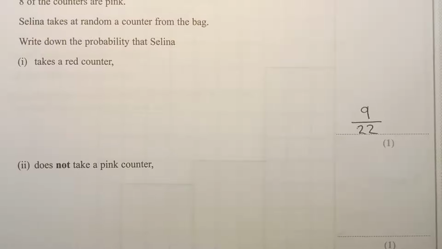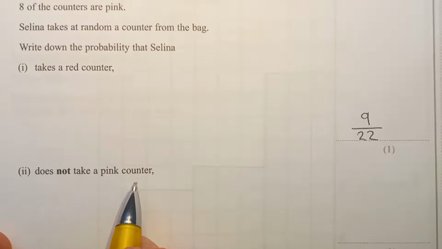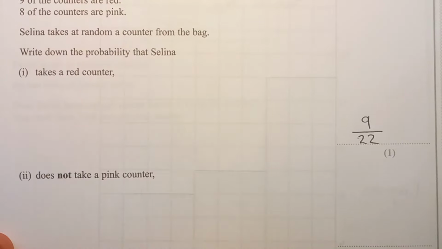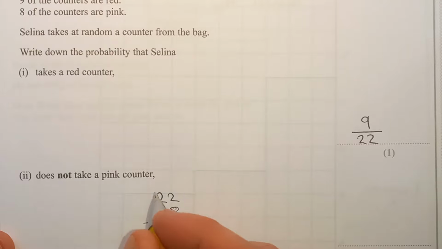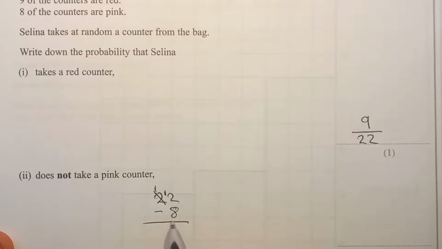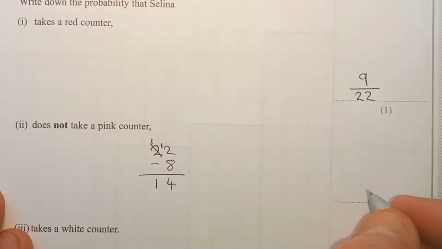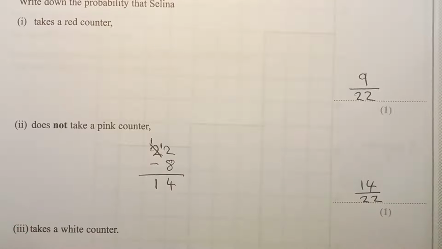Now we want the probability that she does not take a pink counter. Well, 8 of them are pink, so all the others must be not pink. So we want 22 minus 8. Well, we can't take 8 away from 2, so we'll take 1 from here and give it across to make that 12 minus 8, which is 4. 1 minus nothing is 1. So we're going to have 14, and it's still going to be out of 22.